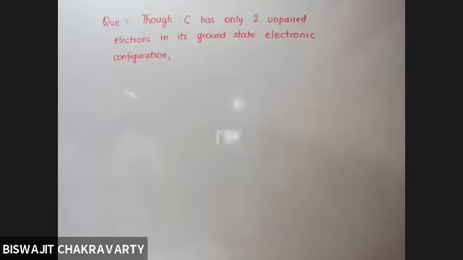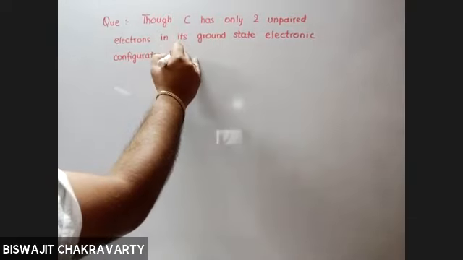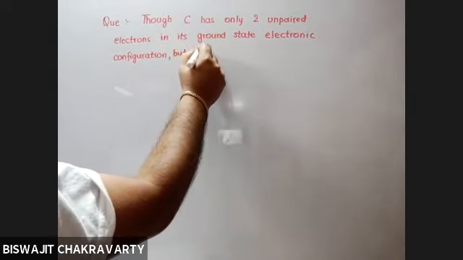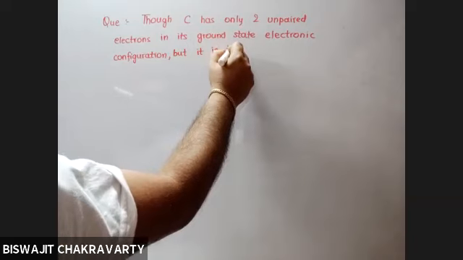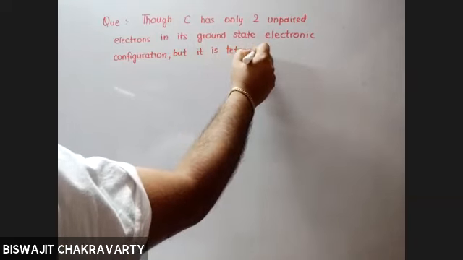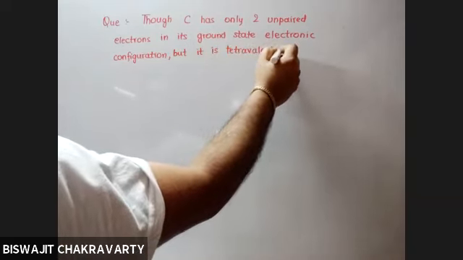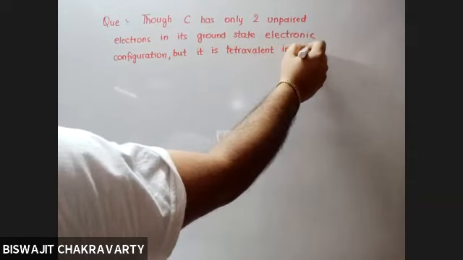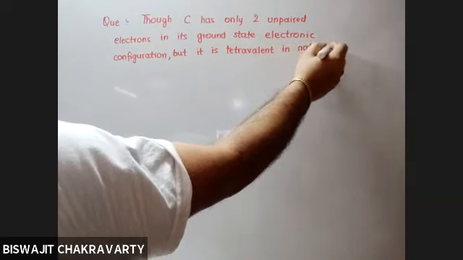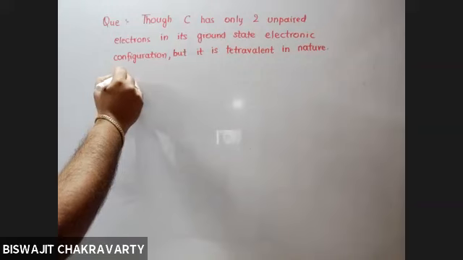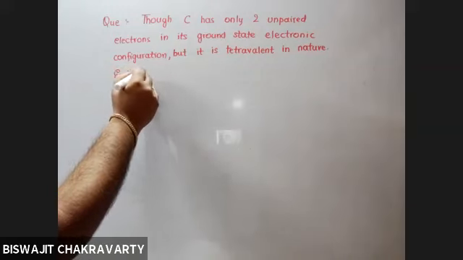Though carbon has only 2 unpaired electrons in its ground state electronic configuration, but it is tetravalent. What is the meaning of tetravalent? 4 valency. Valency of 4. Explain.